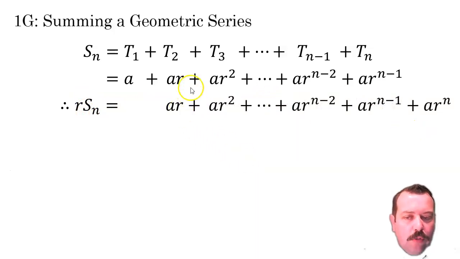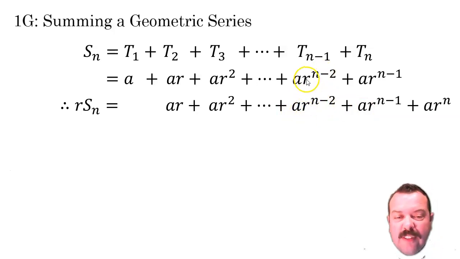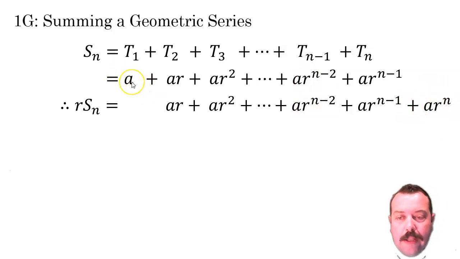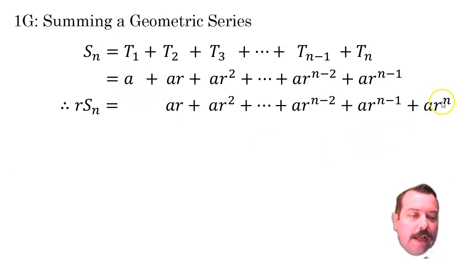And if I shuffle that along, we can sort of match these terms up. I'm missing the a here at the beginning, but these will match up, these will match up. Remember, this is the third term multiplied by r, and the third last, and this is the second last. And then at the end, I end up with this extra term here that doesn't match. So I have an a at the beginning of the sum to n that doesn't pair up with anything, and an ar to the n at the end of that expression for r times the sum to n that doesn't pair up with anything.